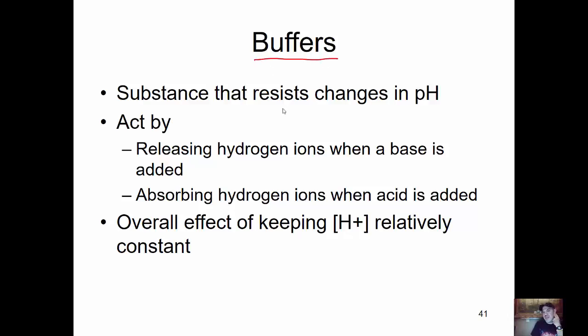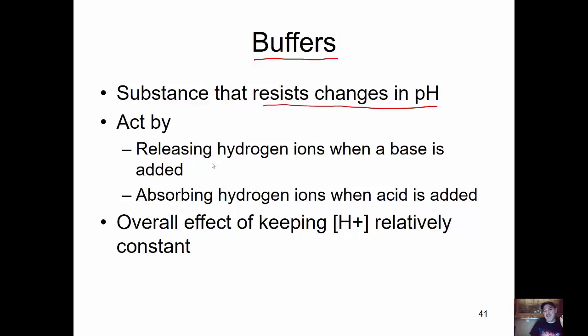Buffers are going to be substances that help resist or prevent significant changes in pH regardless of the amount of hydrogen. Now the system can become overwhelmed if too much hydrogen, hydrogen ions, is formed, but overall the buffers help to reduce that. So how do these buffers work?